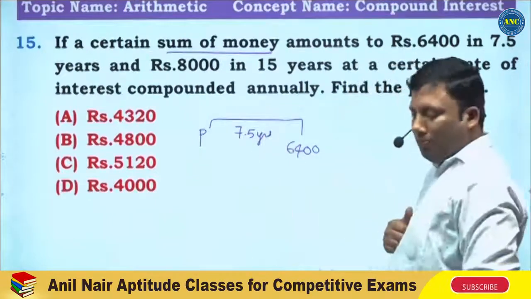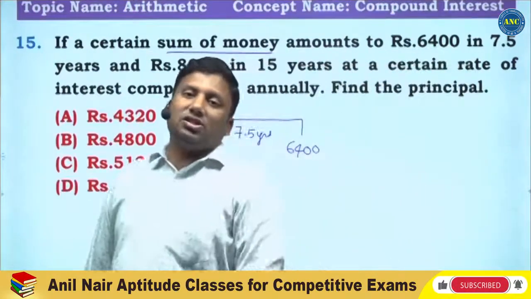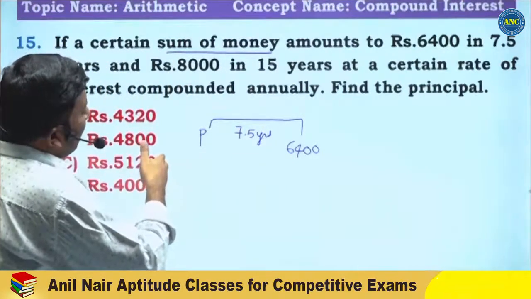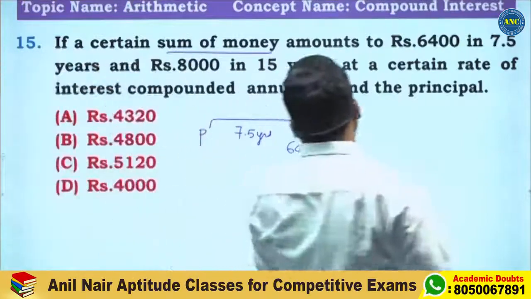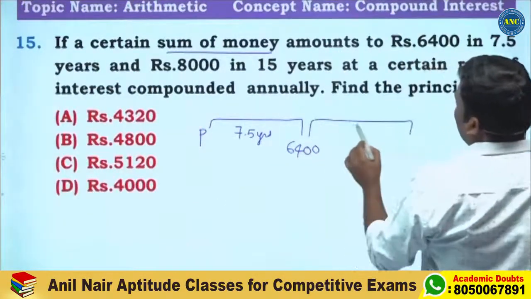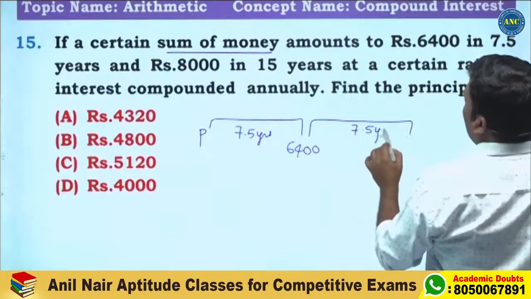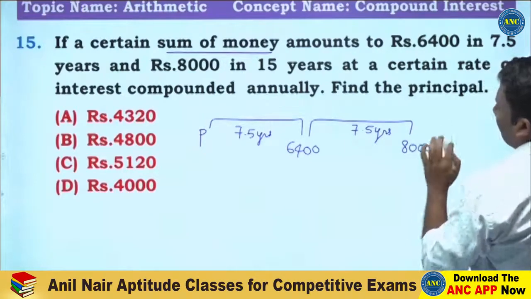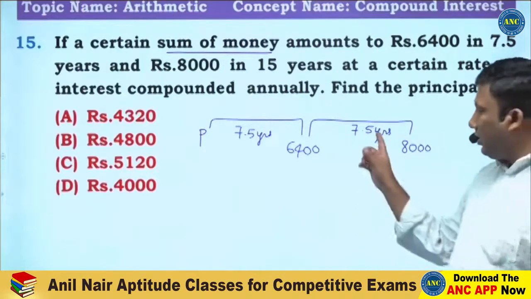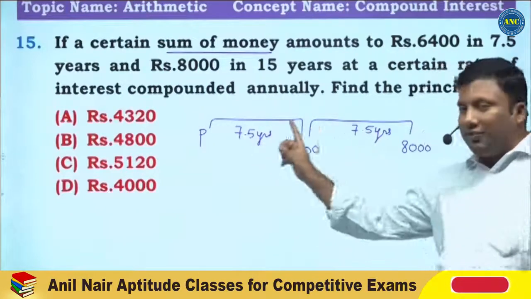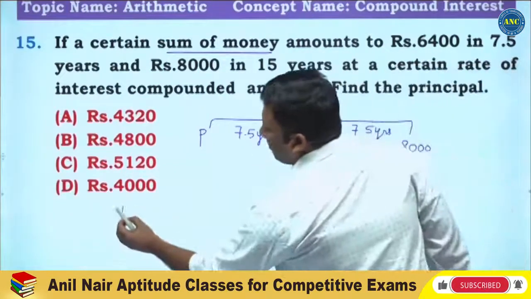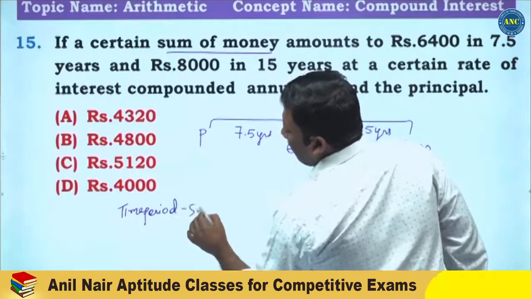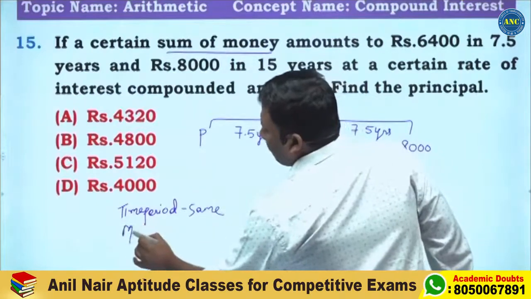If P is 1 rupee, 1 rupee is becoming 6,400 in 7.5 years, and it is becoming 8,000 in 15 years. 7.5 years over. If I take the next 7.5 years, totally 15 years I will get. How much is it becoming? 8,000. Time period is the same. If the time period is the same, please write down that point, sir, the multiplication factor will also be the same.